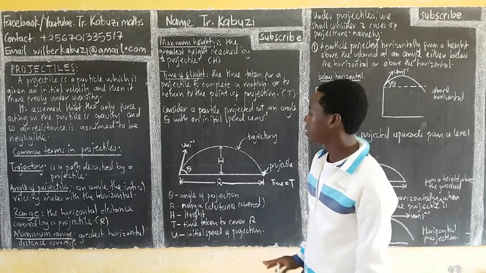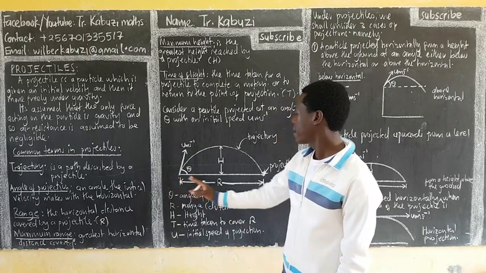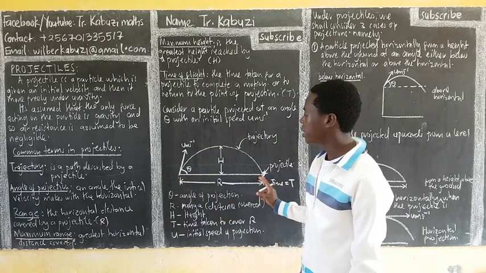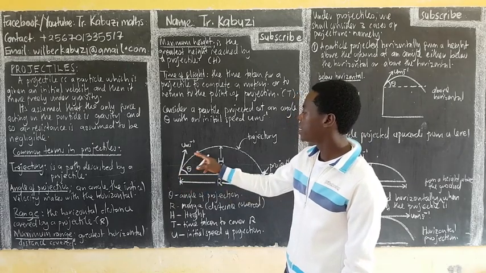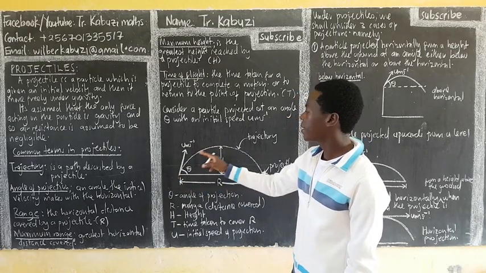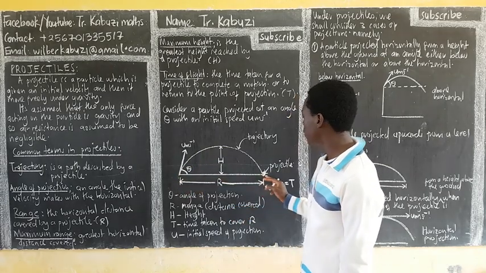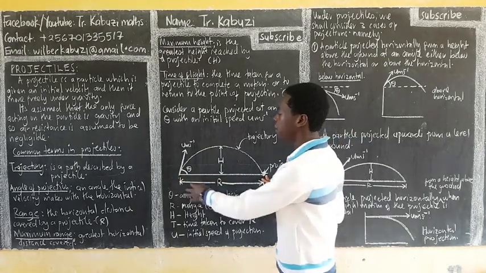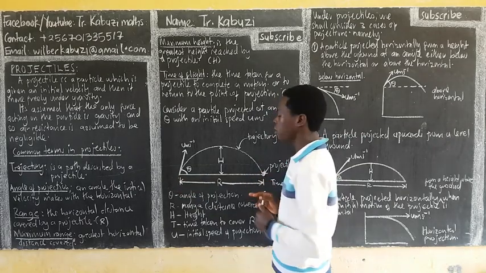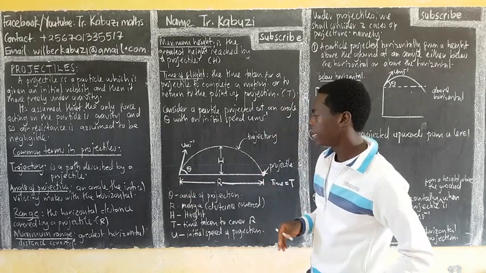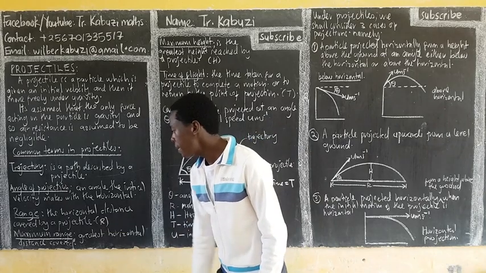I'm going to be referring to this diagram here. This distance from here to here is what we call the range. When you throw this particle, this is now the particle. So this path it's creating through here is what we call a trajectory. Then this distance it moves until it comes back to the initial position is what we call the range. It's always denoted by R.